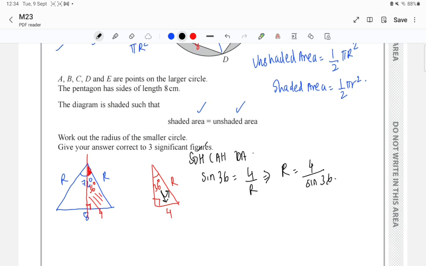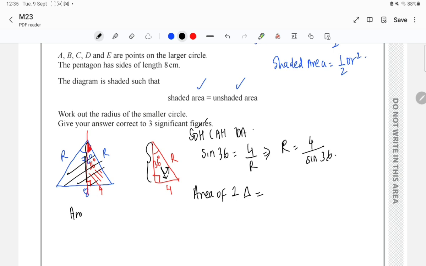Now what I need is, because I'm working with area, let's try to find the area of this one triangle, and then we can multiply that by 5 to find the area of the pentagon as a whole. So area of one triangle. Now I can find the height using Pythagoras theorem and then do half times base times height, or I can use this formula, which is area of triangle is half ab sine C. So I need this triangle, so half times R squared times sine of C, which is 72.